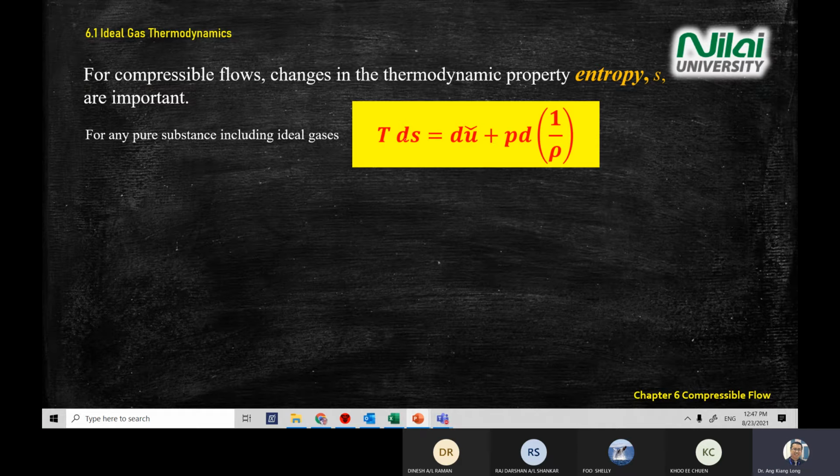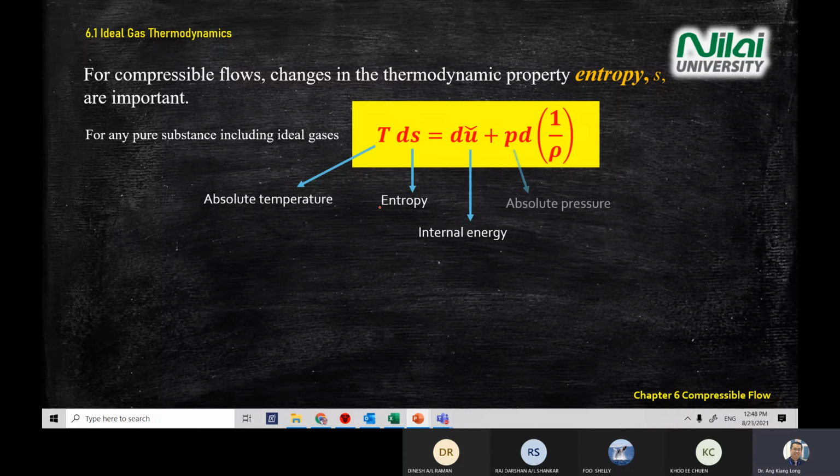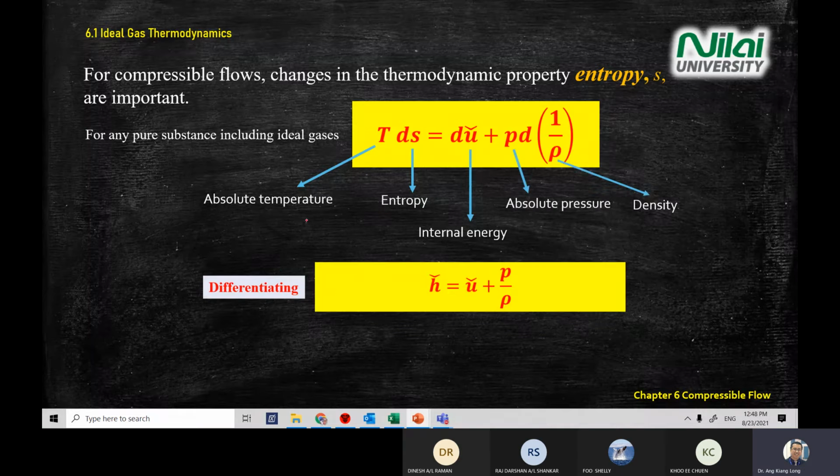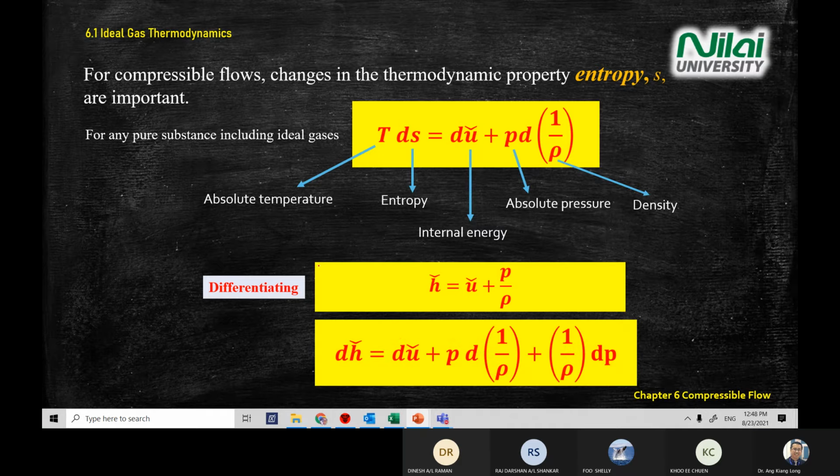T ds equals du plus pressure times the small change of 1 over density, d of 1 over rho. T here is absolute temperature. We differentiate H equals U plus P divided by rho, and so on.